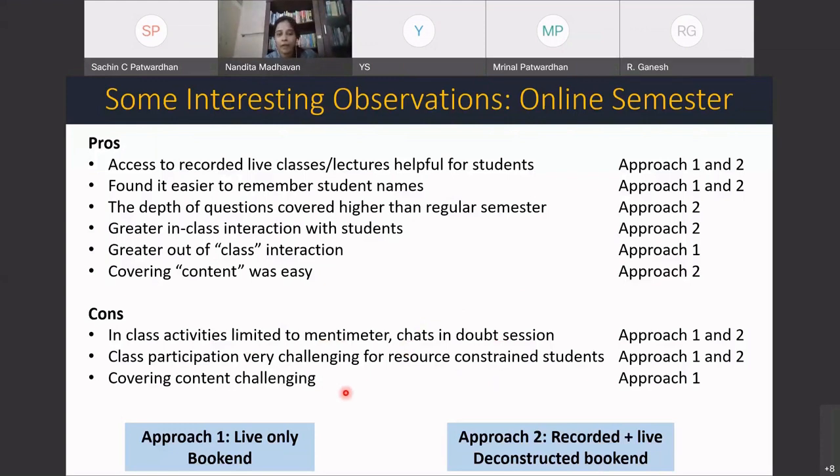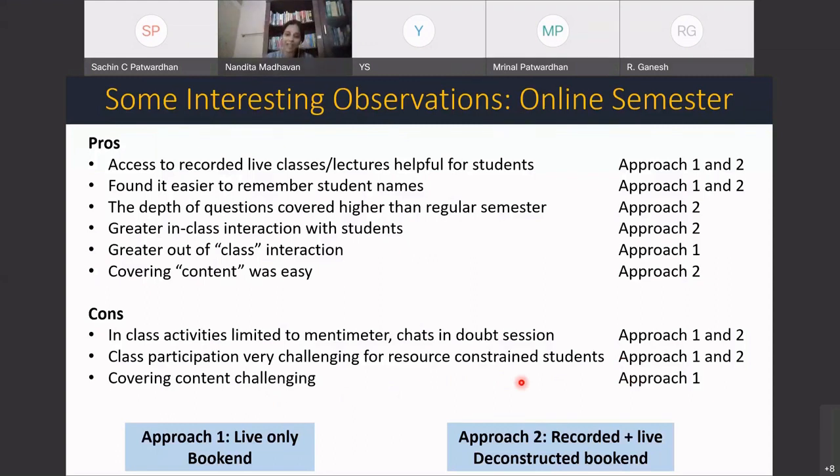In approach one, where I was doing the bookend and live, covering content was a little challenging because four of us were going in parallel. So we had to ensure that all these activities are planned very well to get the content covered. And since this was the first time with the online live session, I struggled initially with the whole time management thing I was talking about in the earlier offline mode.